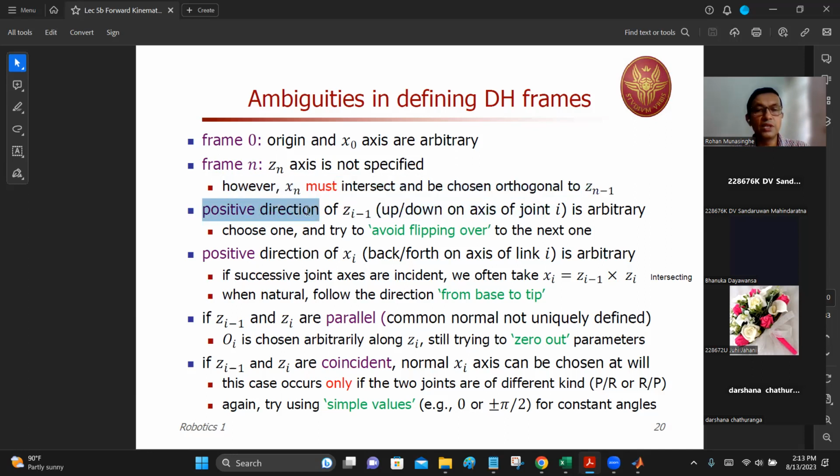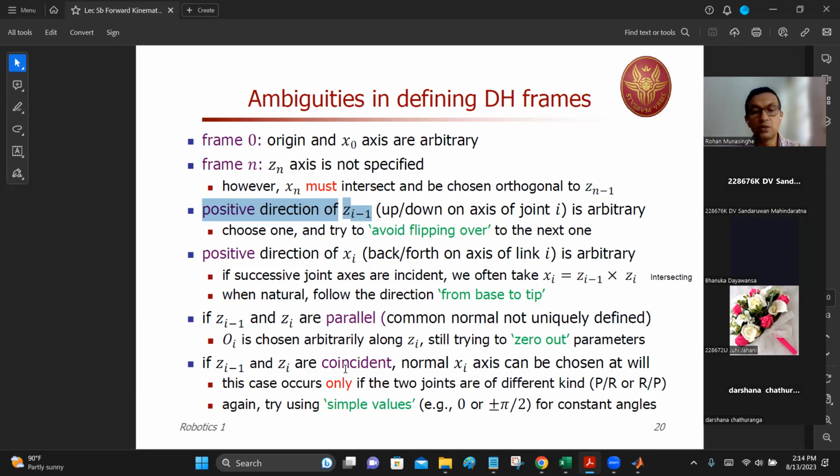Then the positive direction of Z i minus 1, up or down, on the axis of joint i is arbitrary. Again, the direction, you can take it vertically upward or vertically downward, arbitrary. And also use it for your advantage to make the kinematic structure as simple as possible. Right, so it goes on. These things, please read and understand. All of these things we have already covered in graphics.